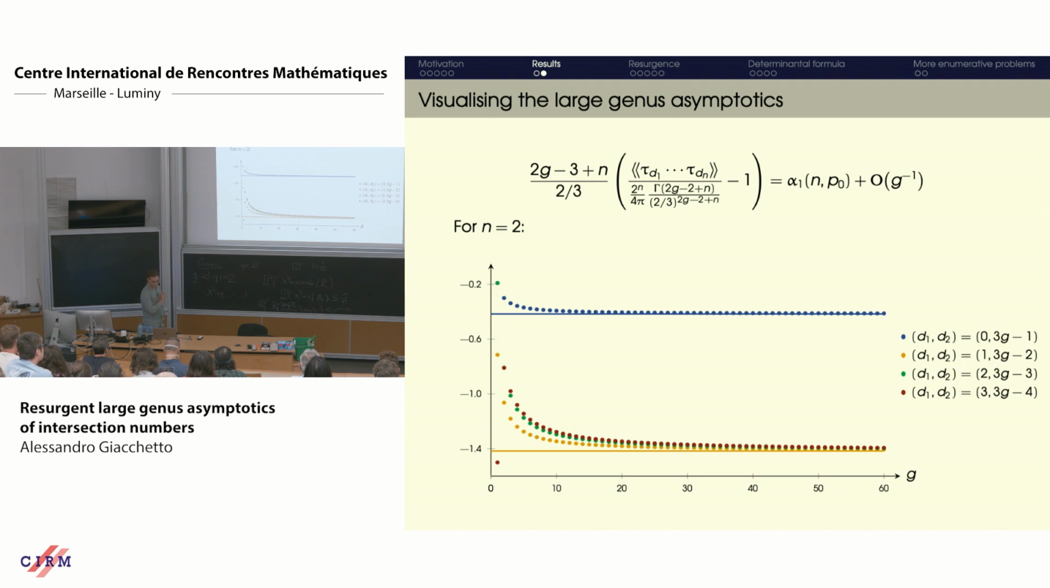Okay, so the rest of the talk now is about how we got these results. So as I was saying, there are two main ingredients. One is resurgence, and the other is this determinantal formula. So let me start with the resurgence first.